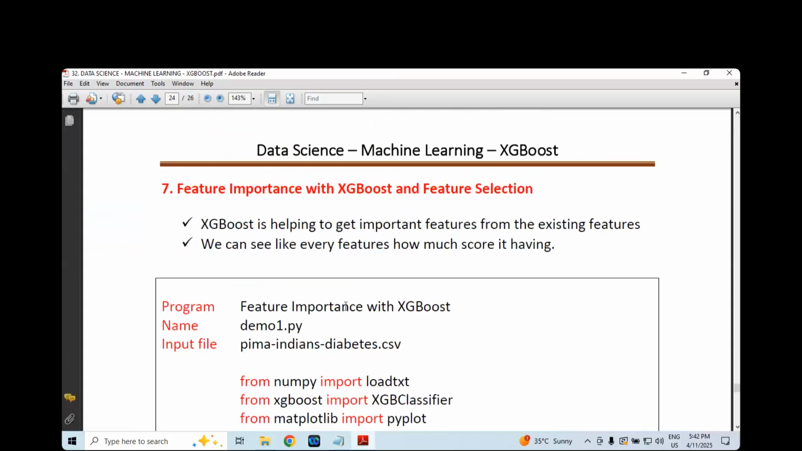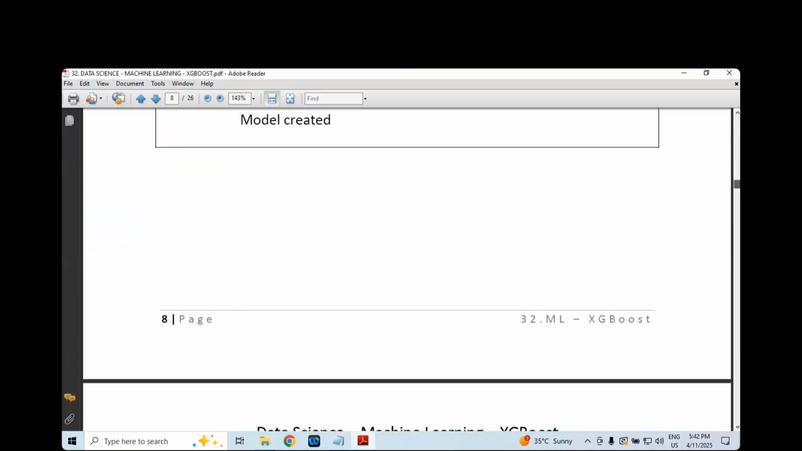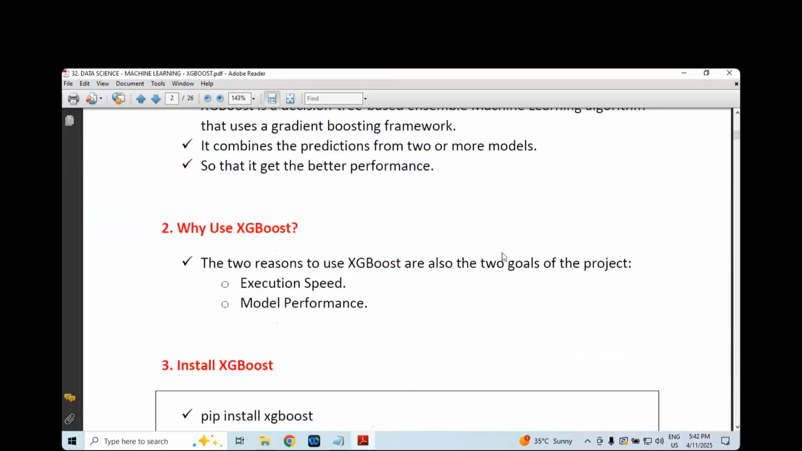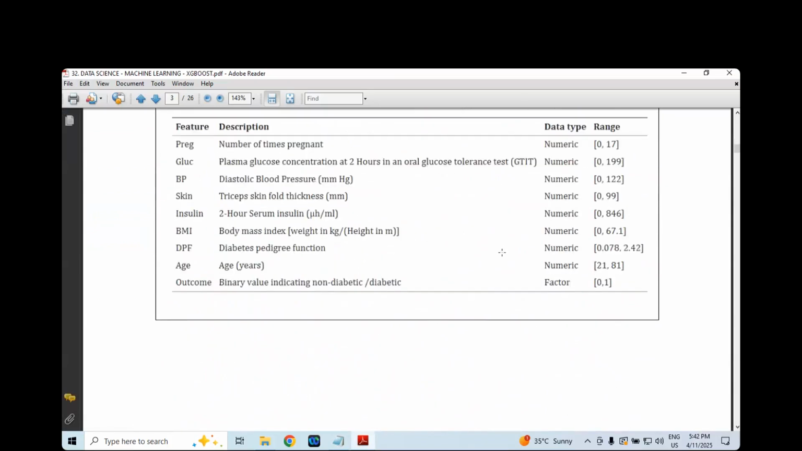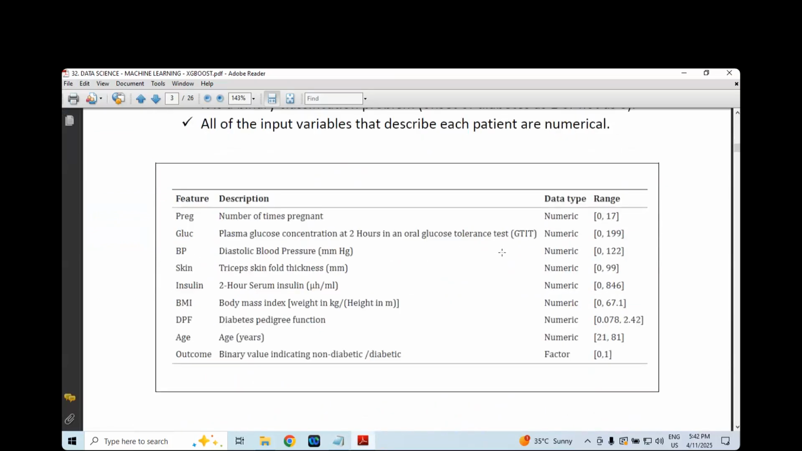So go back. First, let me explain the data set. You already know the data set we are working on. The data set is about whether a patient has diabetes or not. Whether the patient has diabetes or not will be decided by 8 features: feature number 1, feature number 2, feature number 3, and so on.